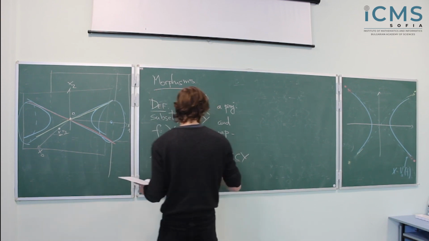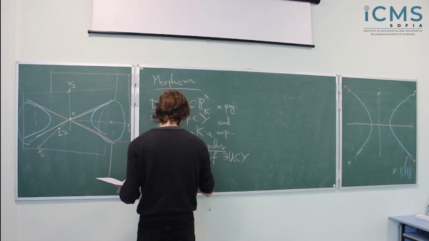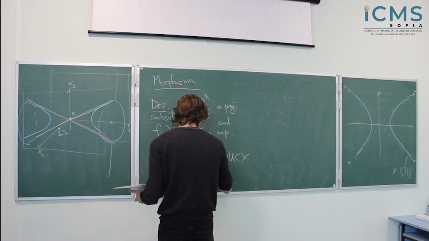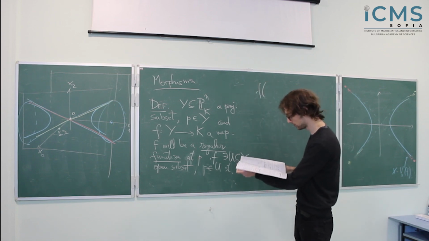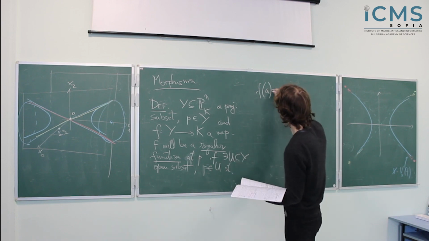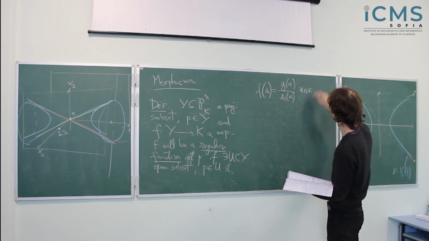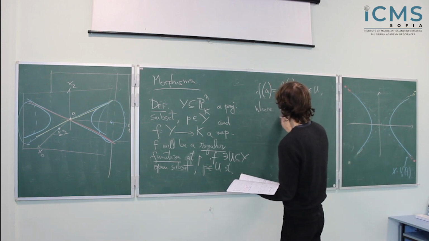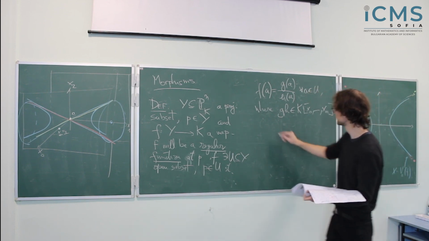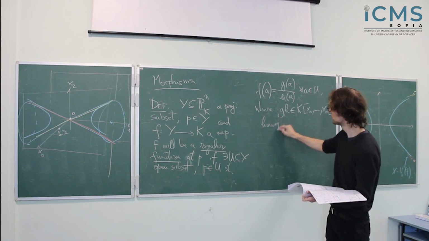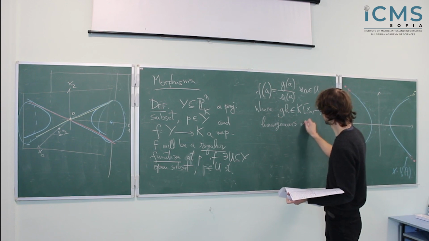if there's an open subset inside of the topology of Y, it contains the point P, of course, such that F of A is equal to g over h, like a quotient of two things, where g and h are two homogeneous polynomials of the same degree. This is the extra important thing here.